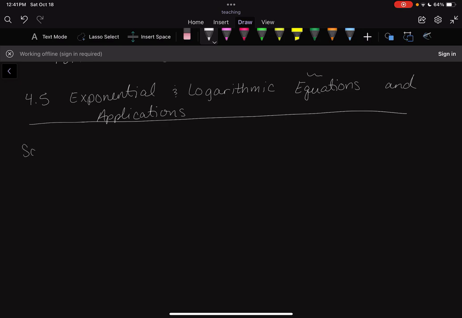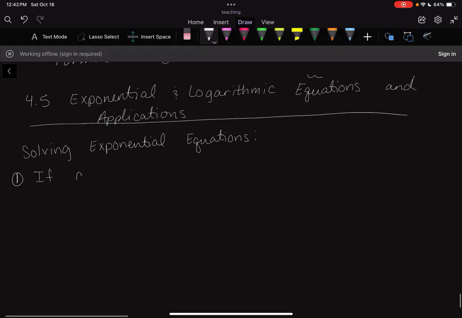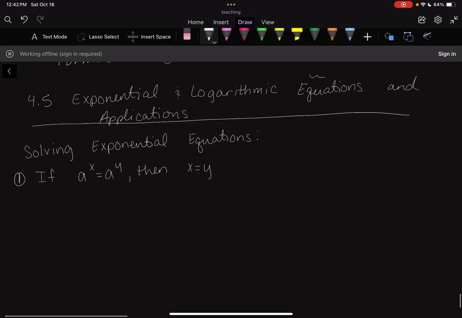So if we are solving exponential equations, your first step is to try to get the bases to be the same. If you can get the bases to be the same, then you can just look at the exponents, which is something we did in 4.2. And we also kind of did in 4.3.